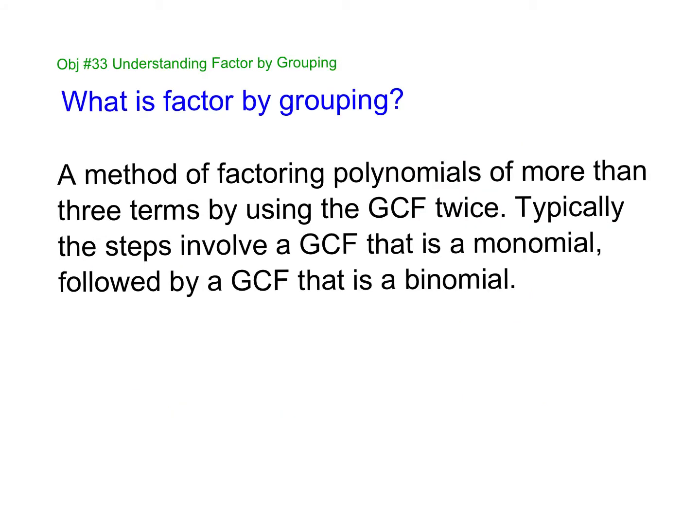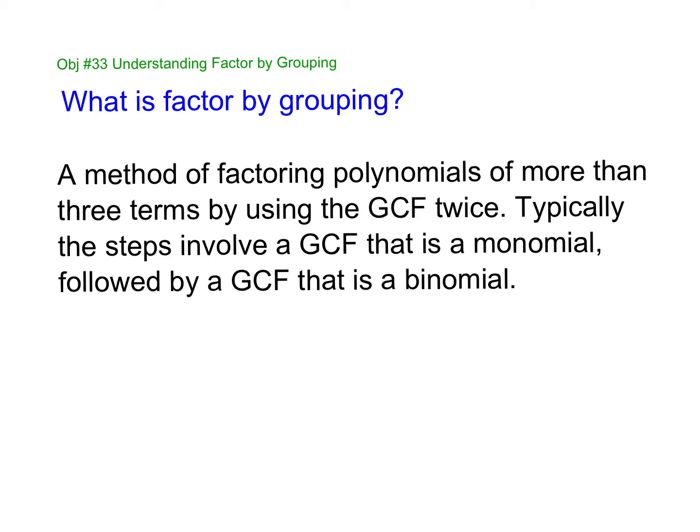Okay, so we are going to be doing something called factor by grouping. Factor by grouping is a method where we have more than three terms. So we're going to have 4 terms, and we're going to do a GCF twice. Typically, the steps involve a GCF that is a monomial, followed by a GCF that is a binomial.